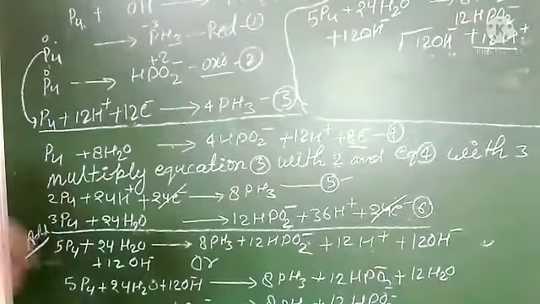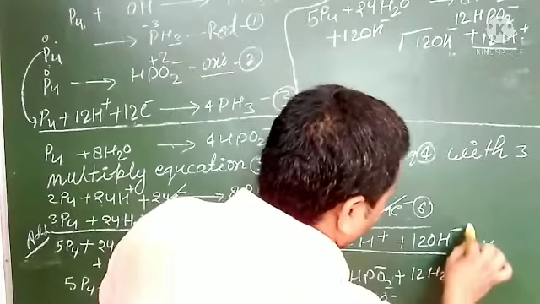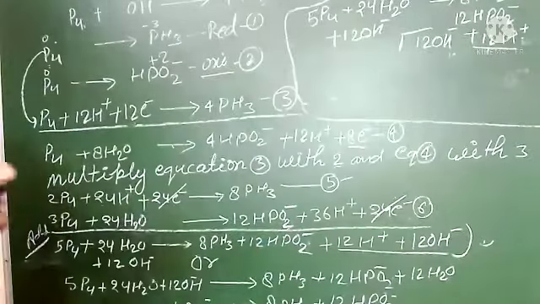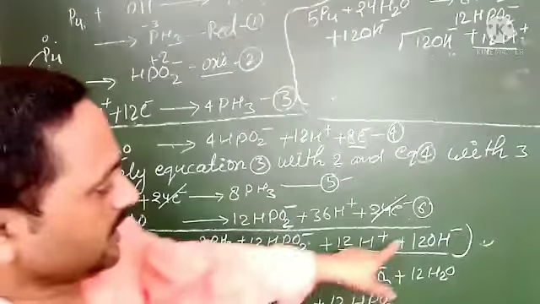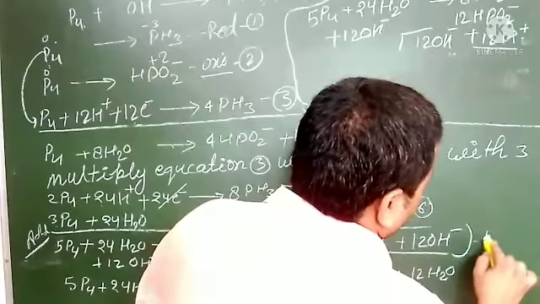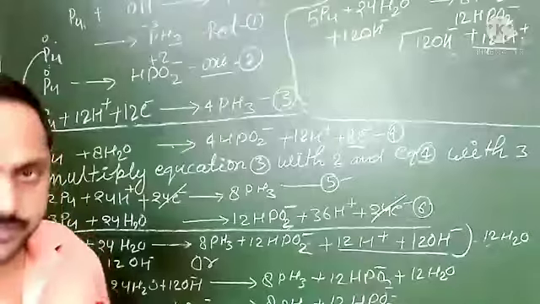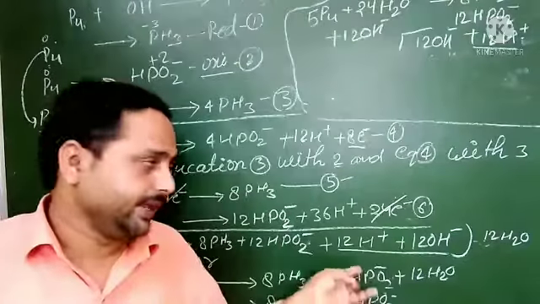So you might be knowing this. What can we write in place of this? 12H plus and 12OH minus. So it can be written as 12H2O. Can it be written? Yes, you will say yes, sir. It can be written. Yes, you are correct.